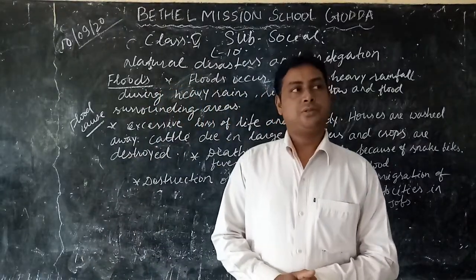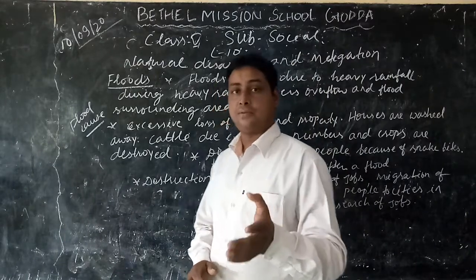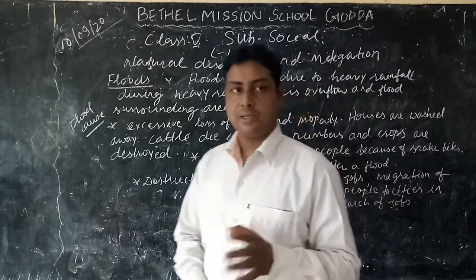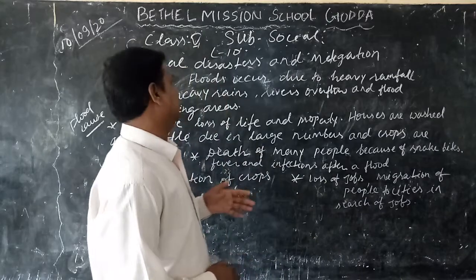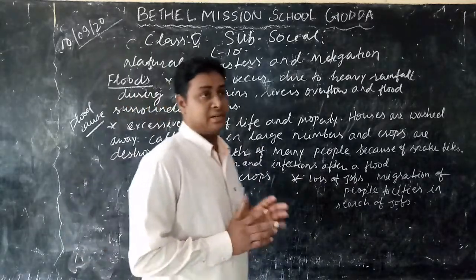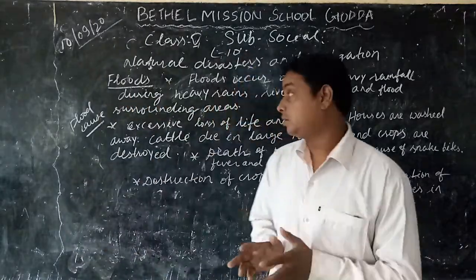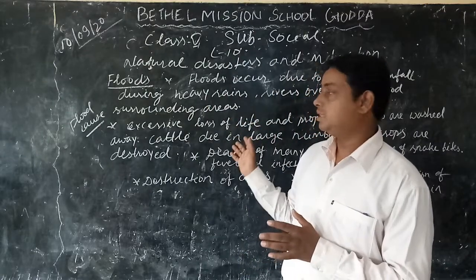Today I am going to teach you social science of standard 5. Today we will talk about lesson number 10, natural disasters and mitigations. Understand, here we will talk about the natural disaster and mitigations.